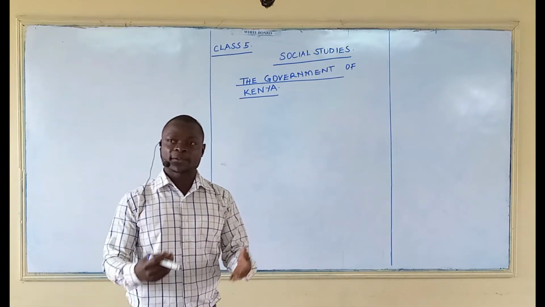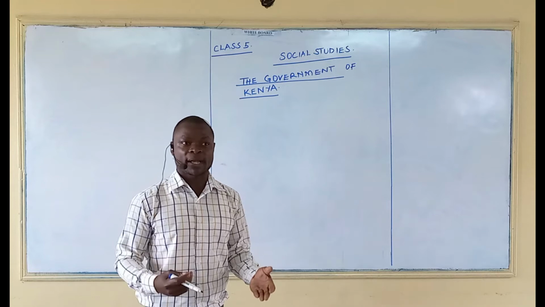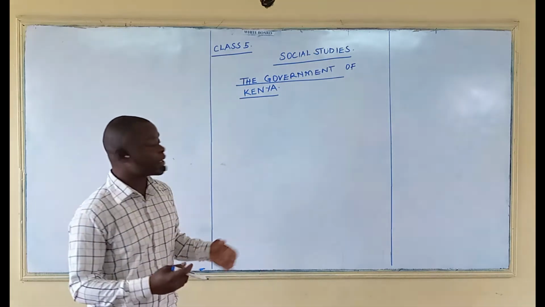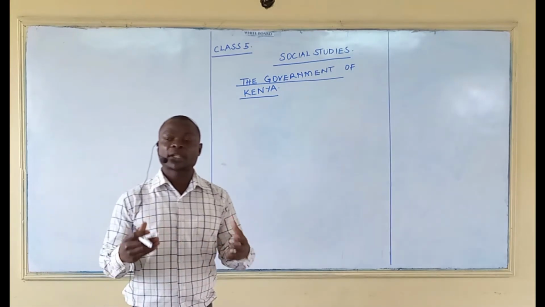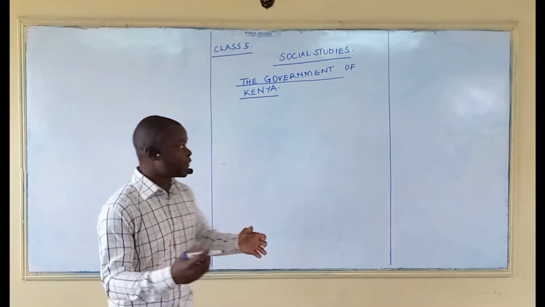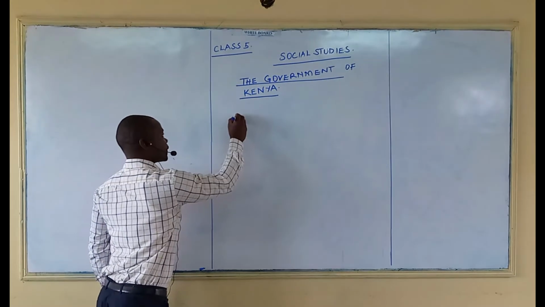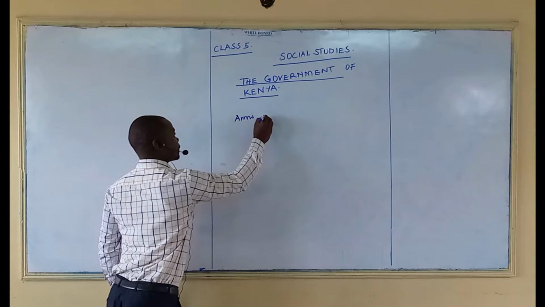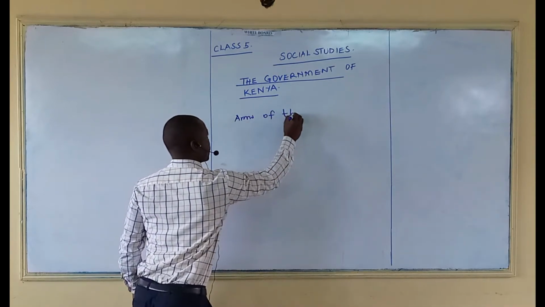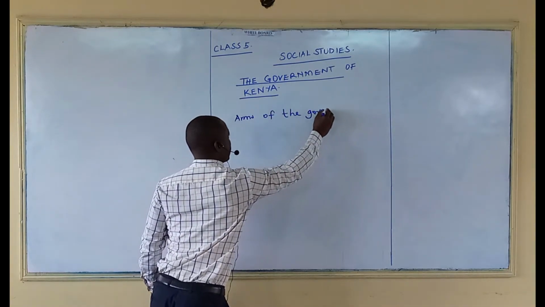Remember, in Kenya, we have 47 counties. The largest county, your teacher taught you that, is Turkana. The smallest county is Mombasa. Now, that aside, in our lesson today, we are going to look at the arms of the government.